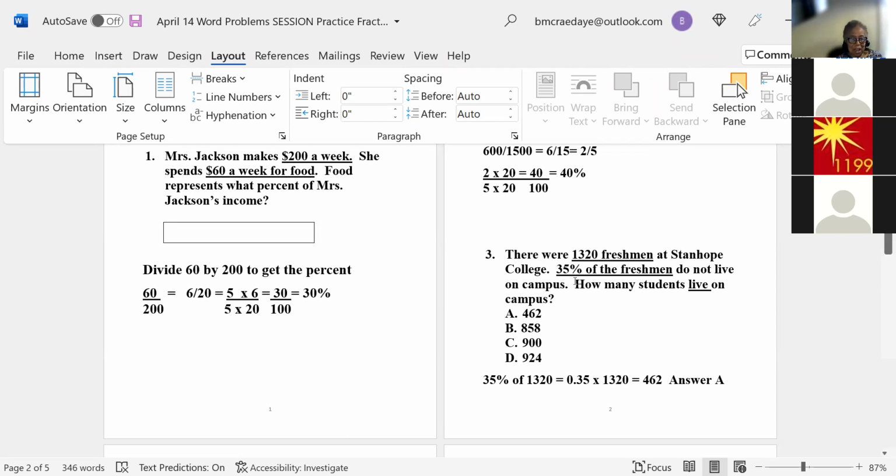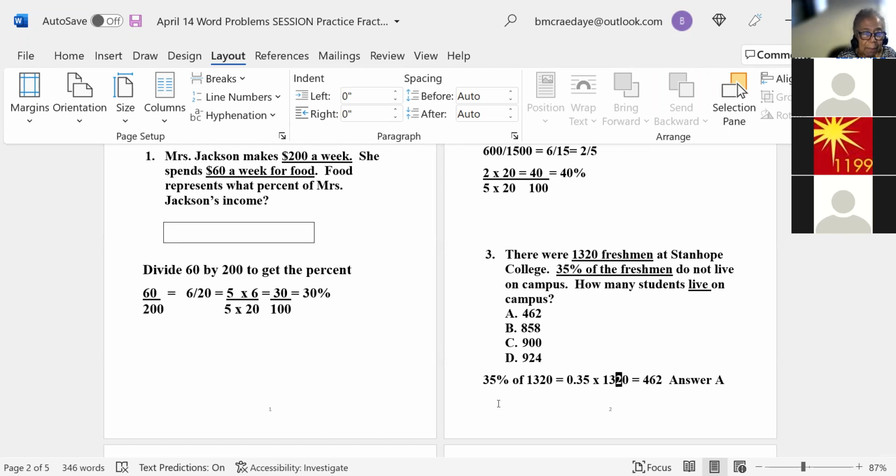Okay, whenever you see of, you're gonna multiply. 35% of 1320 is a multiplication. Take 35% of 1320 by converting the percent to a decimal. Remember, you have two ways to do it. You can shift the decimal point 2 places to the left, or you can do what? Divide by 100. That's the same thing. Convert the percent to a decimal. Vanessa, you okay with this?